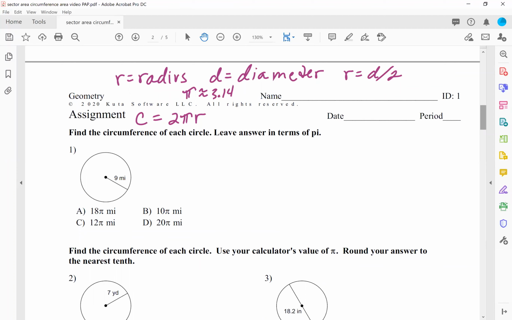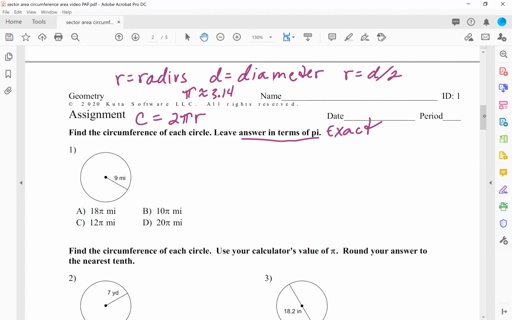Okay, so circumference, 2 pi r. So it's 2 times pi times the radius. Now you have to be careful about your answers. You see here it says leave answer in terms of pi. That's also known as the exact answer. Because we don't know all the digits of pi, if you just leave pi in your answer, that's more exact than getting a decimal that you rounded off. So that's why they call it exact.